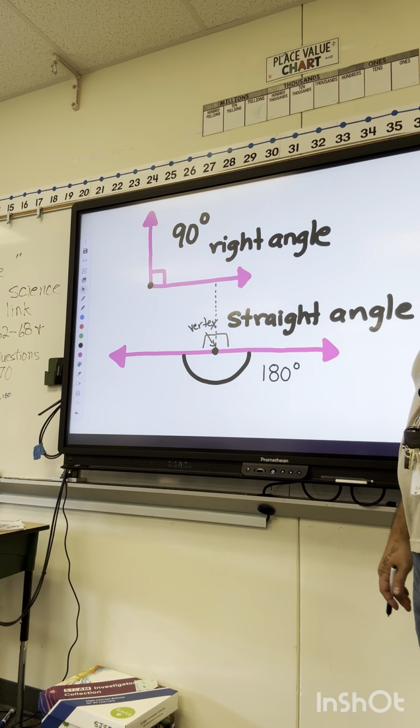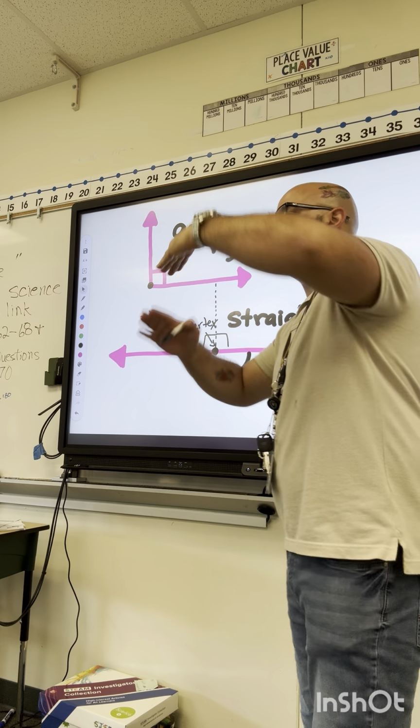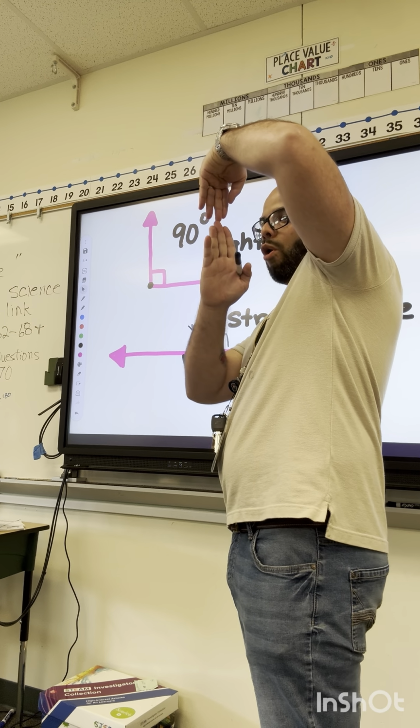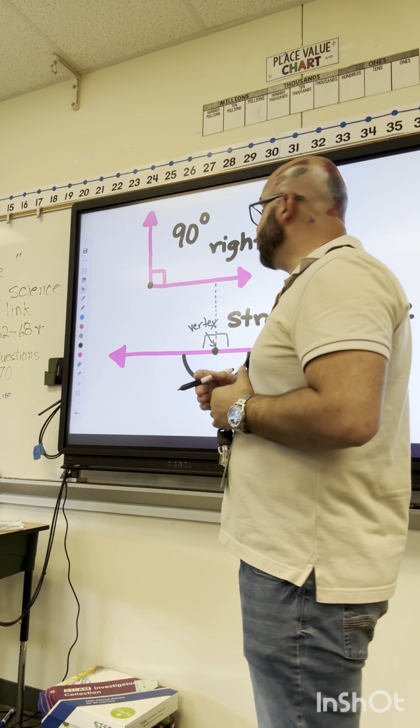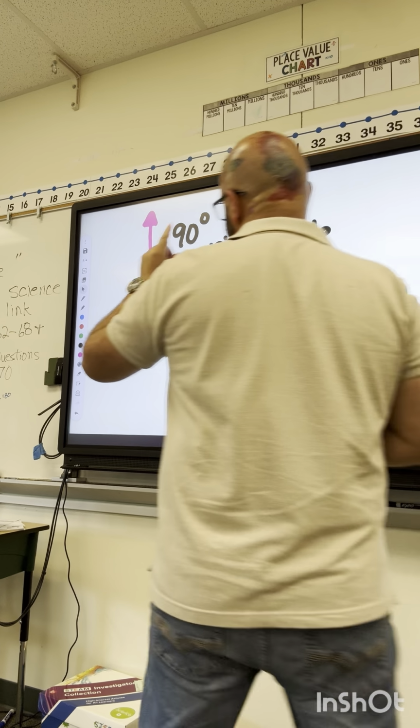Yes, Jacob. If the straight line is vertical, is it still considered a straight line? That is still considered a straight angle. Yes, as long as those two lines do not open up or close, it will still be considered a straight angle.